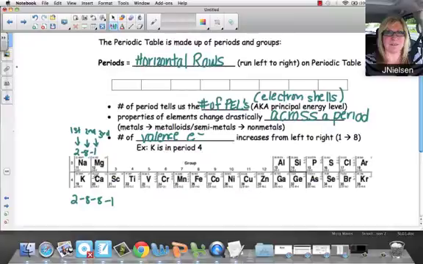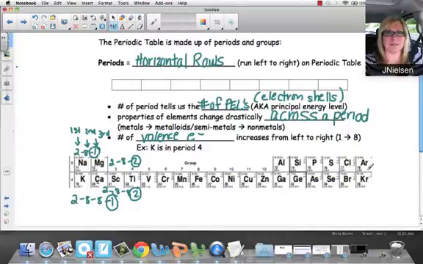Now, we also know that everything in group 1, they all end in 1. They have 1 valence electron. In group 2, magnesium is 2, 8, 2. Calcium is 2, 8, 8, 2. Everything in group 2 has 2 valence electrons. So that's what this last statement means. Valence electrons increase from left to right, 1 valence electron all the way to 8 valence electrons.